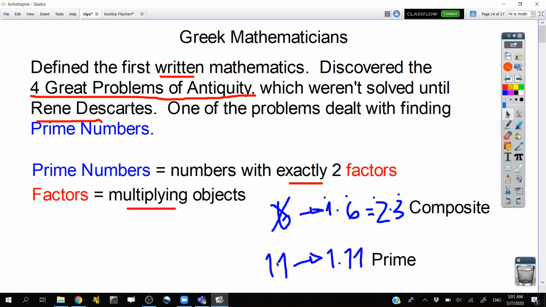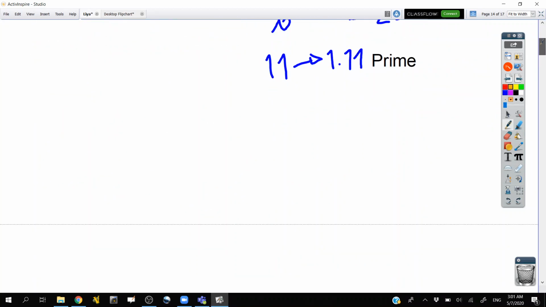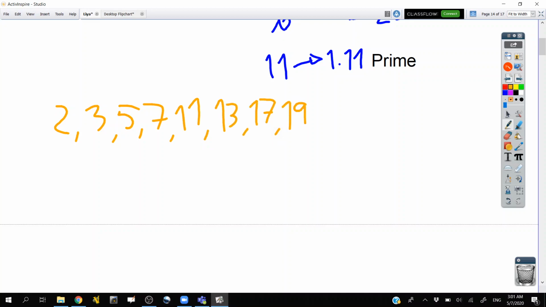So I'm assuming you just used this idea to list out some primes. Here are the first primes that you could have listed out. Primes are things like, we've got 2, we've got 3, we've got 5, we've got 7, 11, 13, 17, 19, 23. These are all prime numbers.